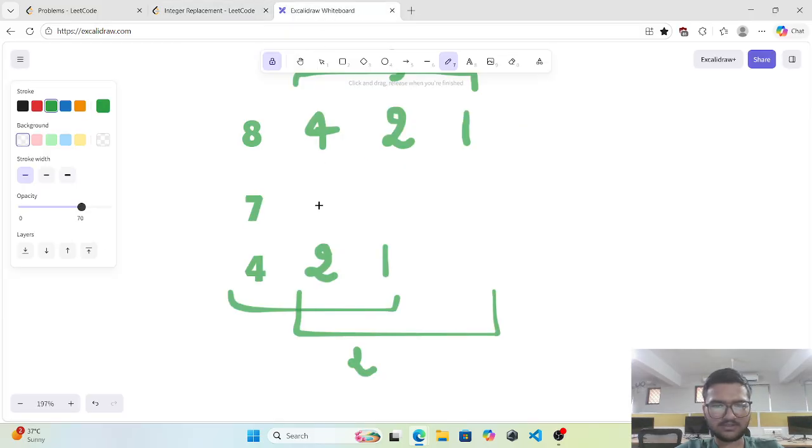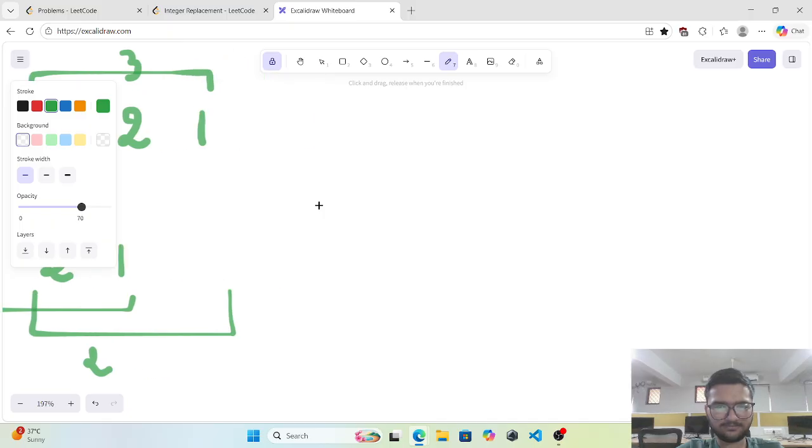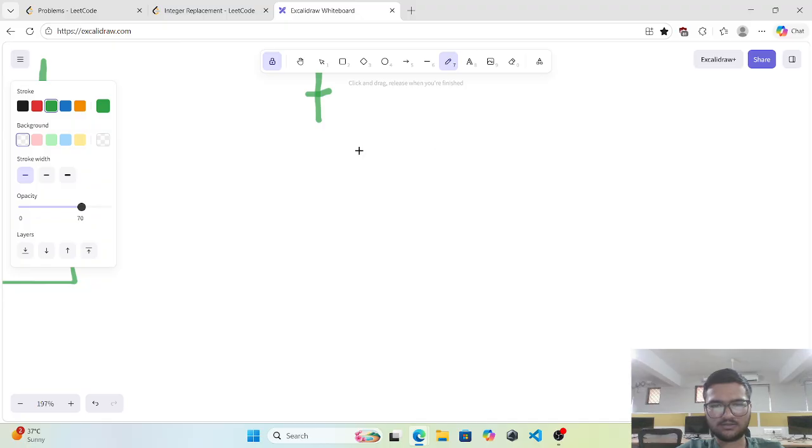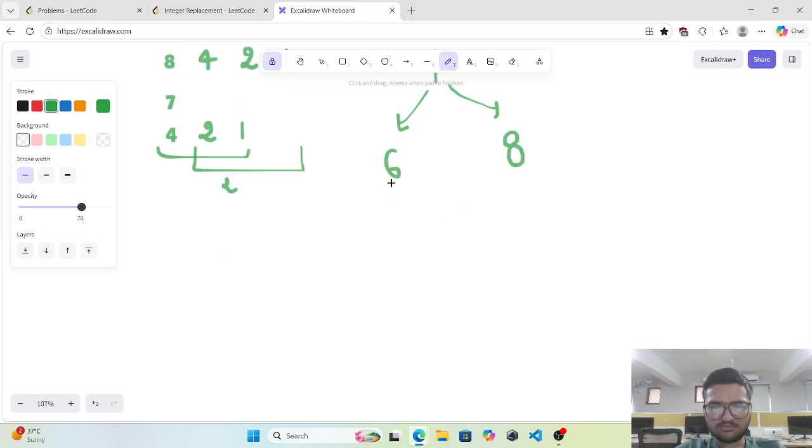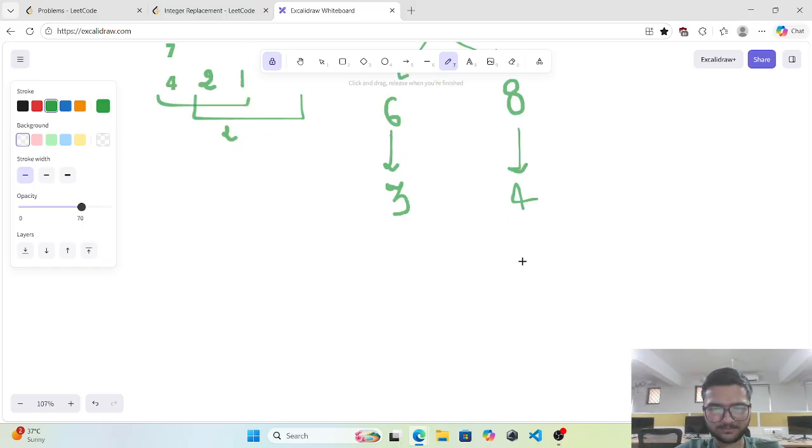Then 7. 7 is an important example. First of all, is 7 divisible by 2? No. So first we move 7 in two ways: 7 plus 1 or 7 minus 1. 7 minus 1 is 6 and 7 plus 1 is 8. 6 is divisible by 2, so 6 is replaced with 6 divided by 2, which means 3, and 8 divided by 2 means 4.